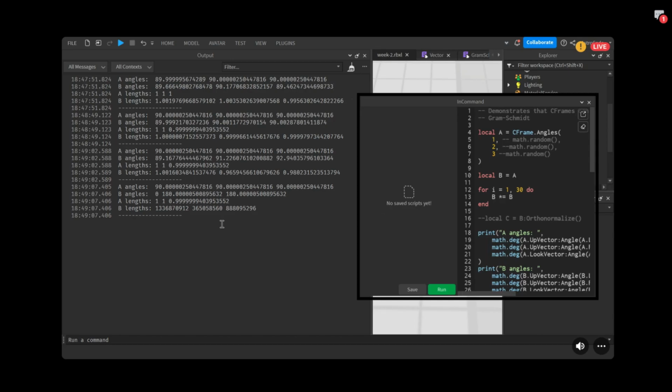So the point of all of this is that you end up with some really awful C-frame, but then you just run Gram-Schmidt on it and it's okay. We can return to our orthonormal basis. By the way, Roblox actually has a function that takes a C-frame and orthonormalizes it. It doesn't use Gram-Schmidt. It uses a different method because it's supposed to be used incrementally. So if I wanted to use this method, I should do B orthonormalized one at a time.